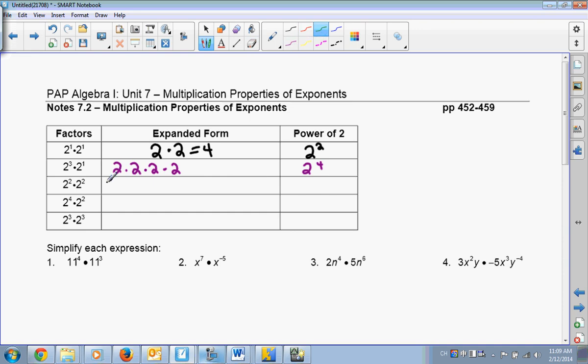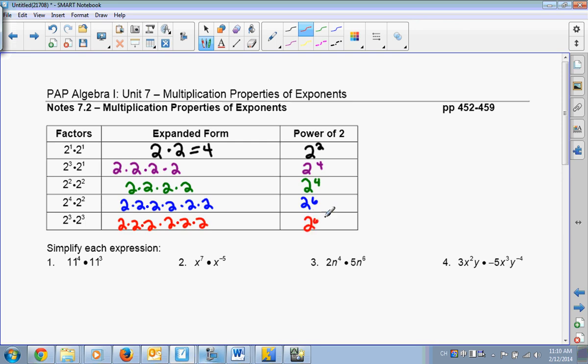Okay, keep going. 2 squared, 2 times 2, times another 2 squared. So not times another 2 times 2. So that's 2 to the 4th. Notice it's the same, these two lines, the purple and the green. 2 to the 4th. So 2 times 2 times 2 times 2 times 2 times 2. So how many is that? 2 to the 6th. And our last one, 2 times 2 times 2 is 2 to the 3rd, times 2 times 2 times 2. How many 2's? 2 to the 6th.